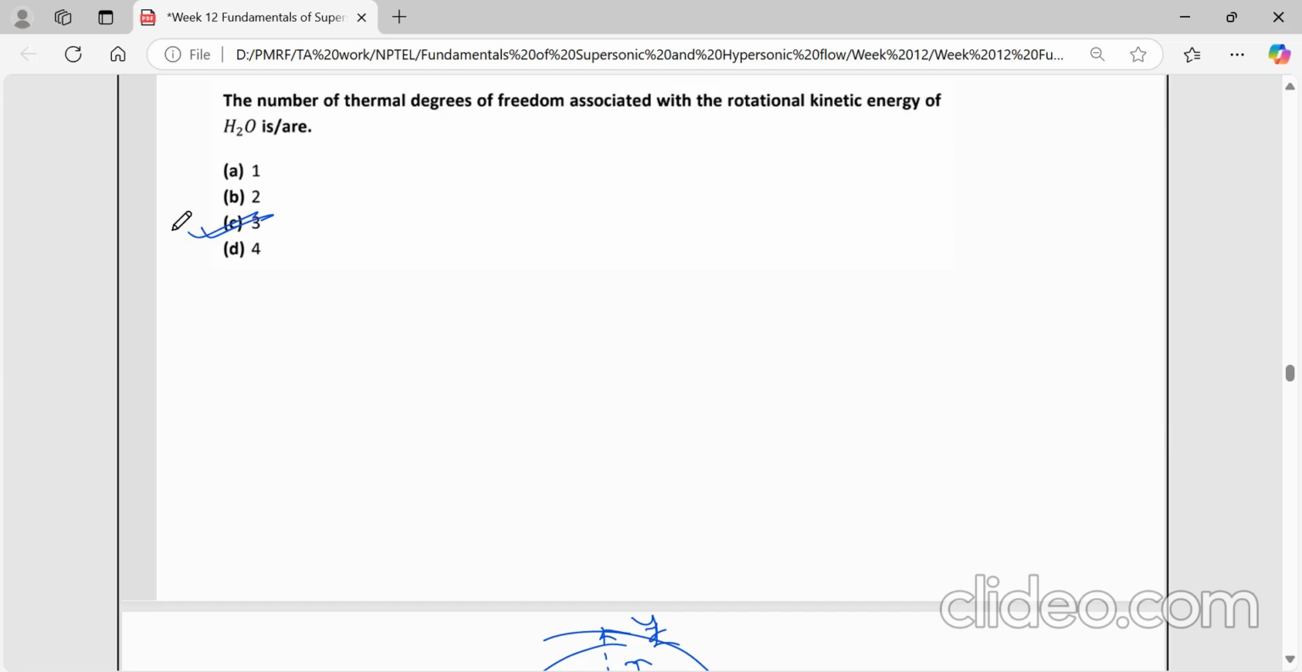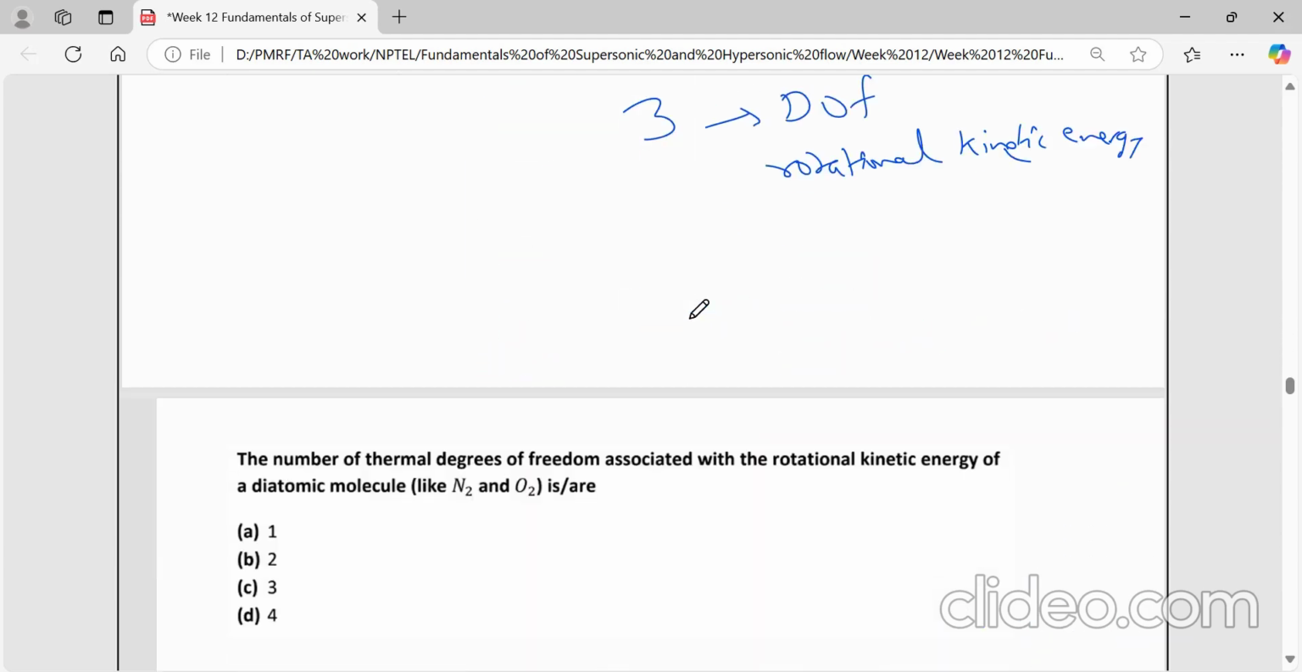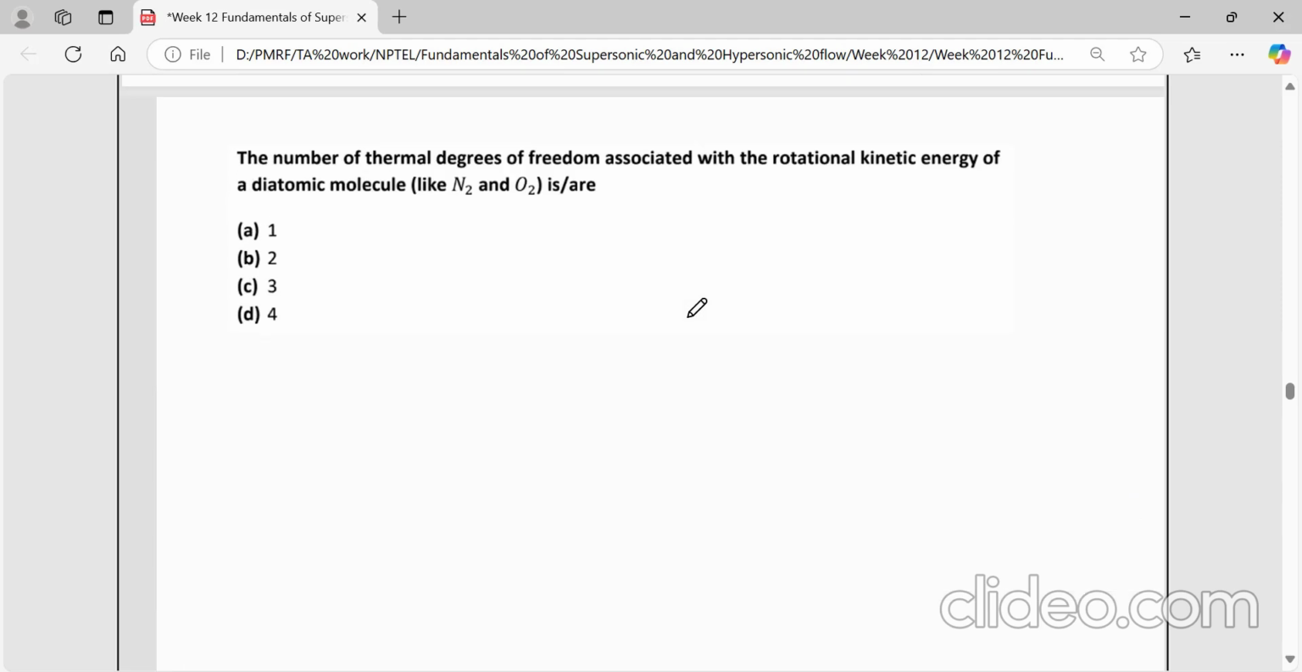Whenever more than 2 atoms are present in a molecule, it is better to see the structure of that molecule first. If the structure of the atoms is in a straight line, then only 2 rotational degrees of freedom will be associated with it. If it is not linear, it is non-linear like H2O, then there will be more rotational degrees of freedom. Let's see the next problem.